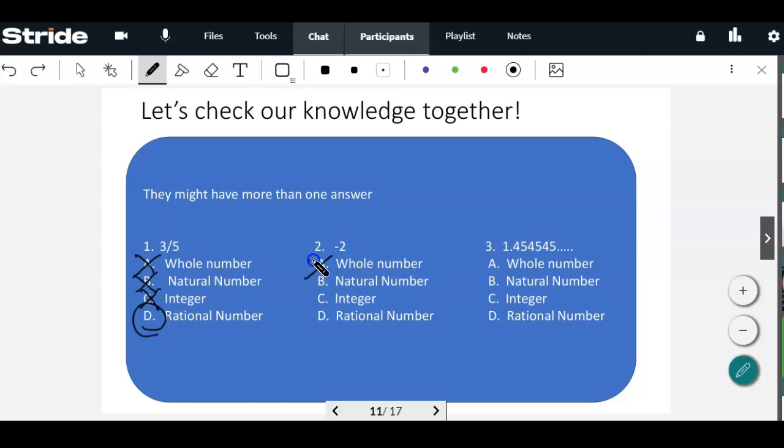-2: whole numbers do not include negative numbers, and natural numbers do not include negatives. It is an integer. It's also a rational number, so that has two answers.